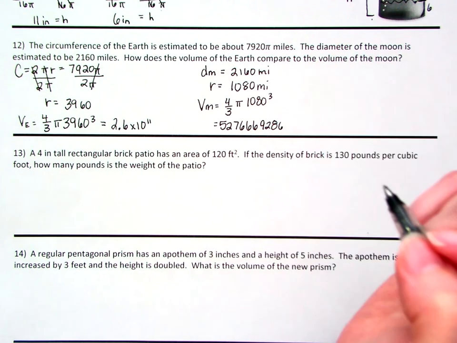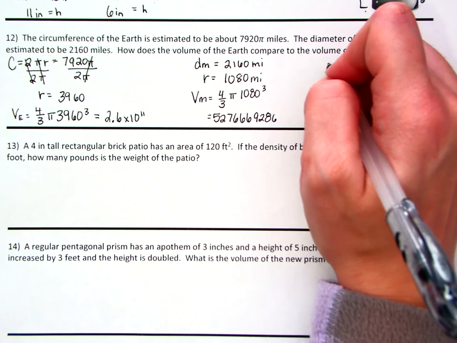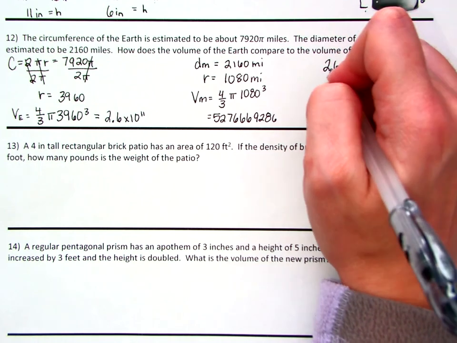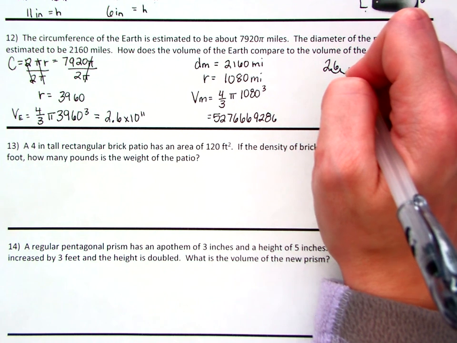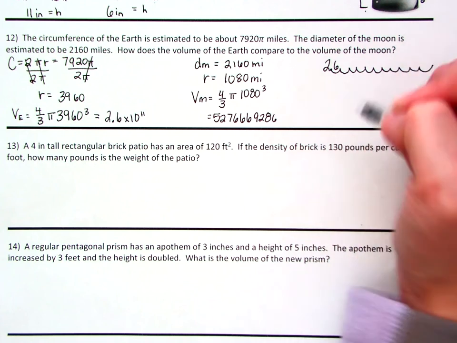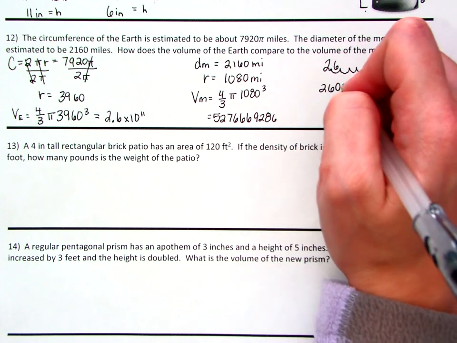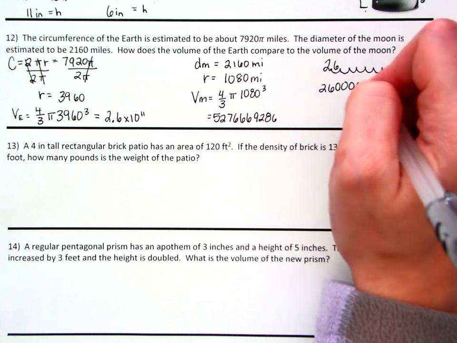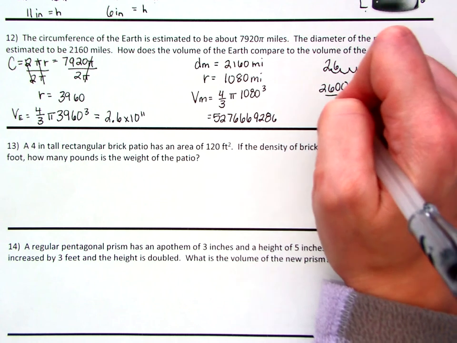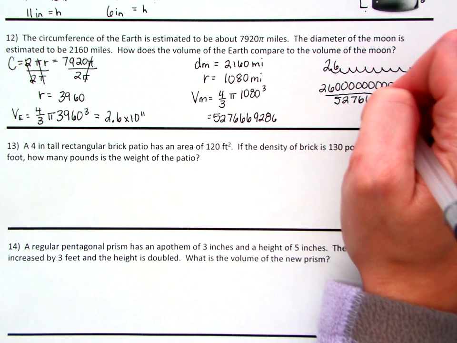And so now, to be able to compare this, you want to take the Earth, which is 2.6, and we're going to move this 11 decimal places, which means we need 10 zeros. 1, 2, 3, 4, 5, 6, 7, 8, 9, 10, 11. So you fill zeros with all of that. So basically we've got the 26 and 10 zeros, all of that divided by that number, 5, 2, 7, 6, 6, 6, 9, 2, 8, 6.